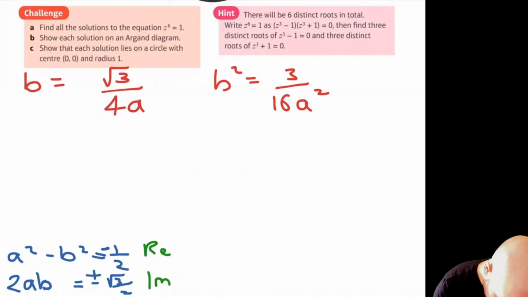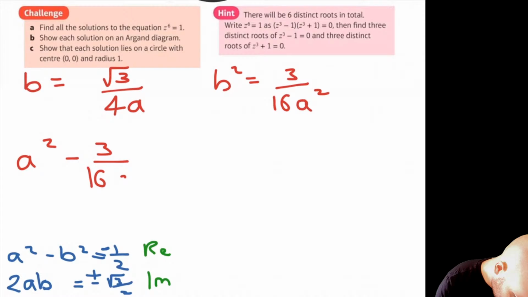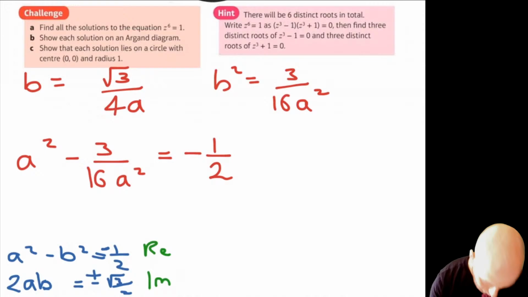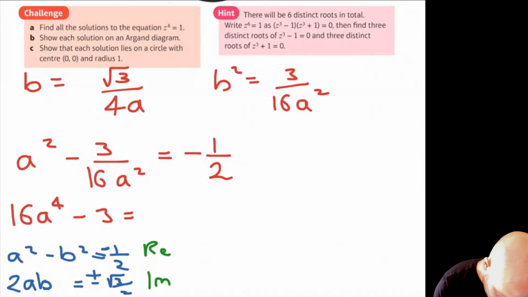So we're going to get a squared minus 3 sixteenths a squared equals minus 1 half. If I times everything here by 16a squared, we're going to get 16a to the 4 take 3 is equal to minus 8a squared. We can do another substitution.